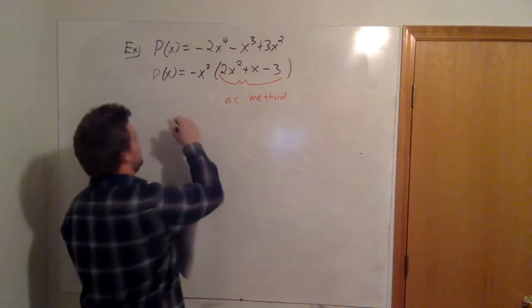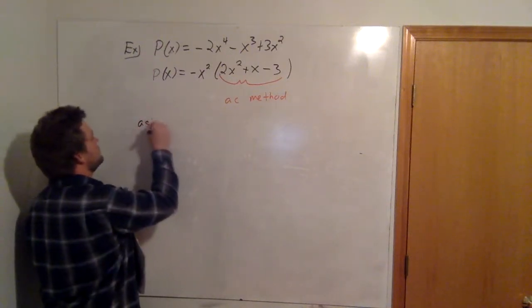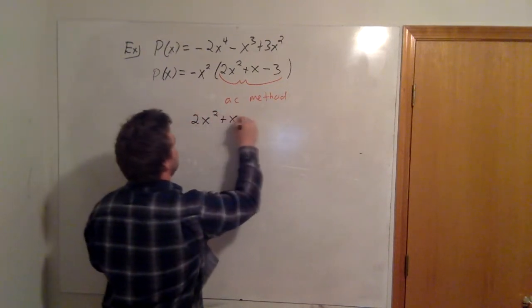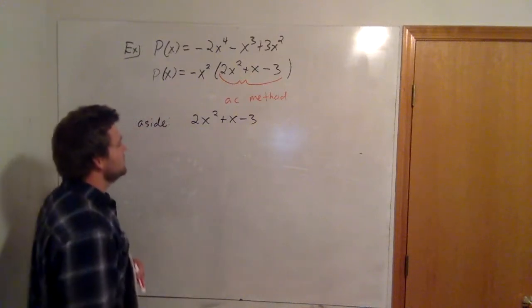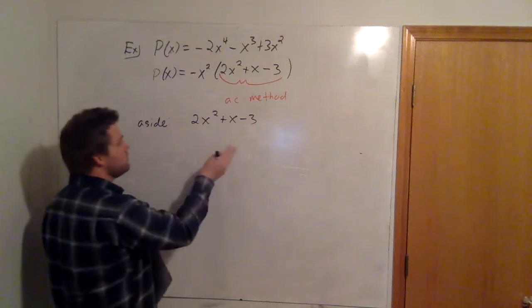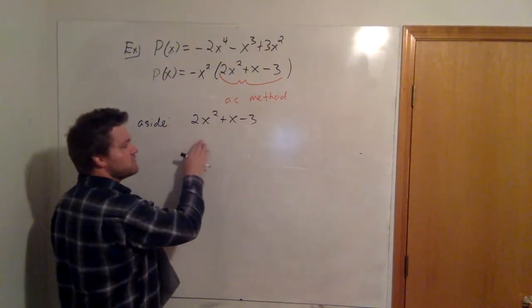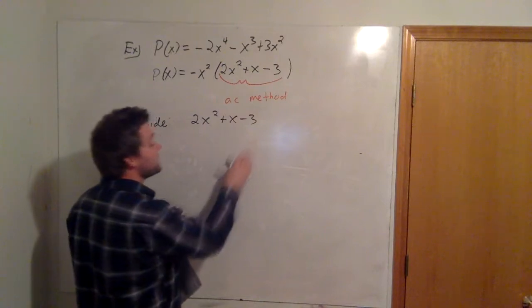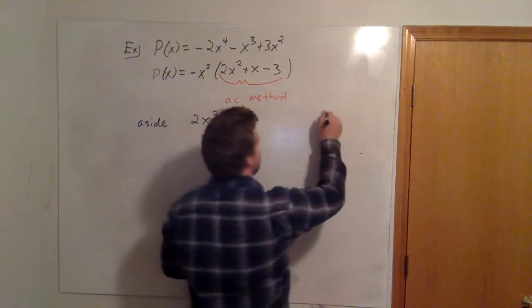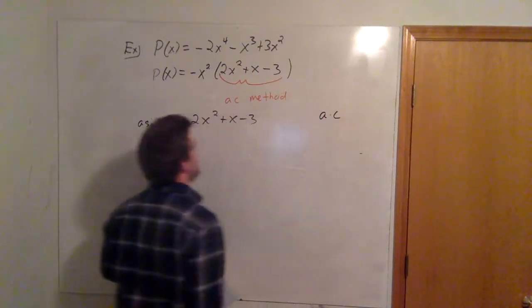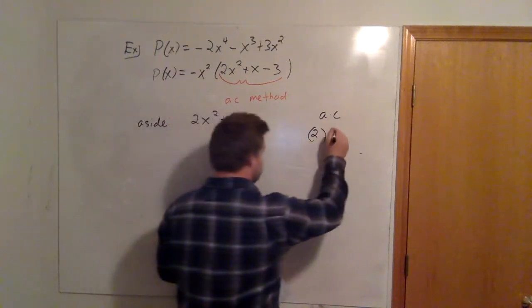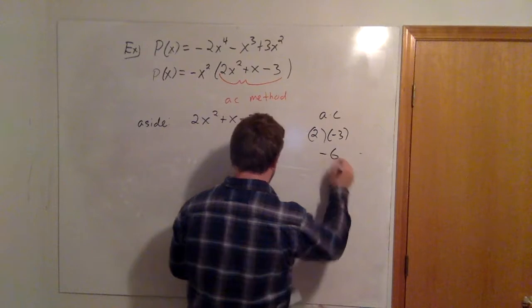So we'll do a little bit of an aside here. We're trying to factor 2x squared plus x minus 3. It's called the AC method. Remember, a polynomial in general is written as ax squared plus bx plus c. So we're going to take the a and the c and multiply them together. The a is a 2 and my c is a negative 3, and we get out a negative 6.